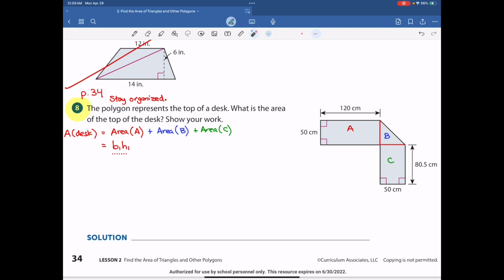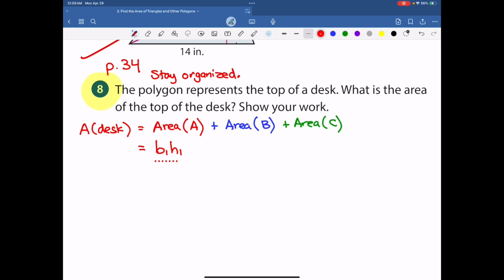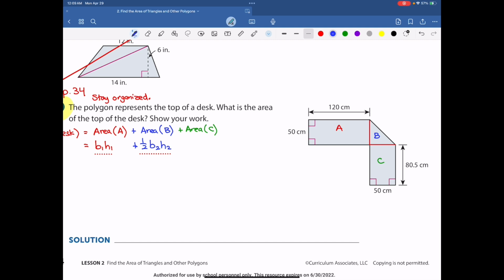But it's different from this base and height, so we're going to call it base 2 and height 2. So in blue, let's write down plus 1/2 base 2 times height 2. And finally, green, this rectangle, again, base times height, but it's different from this base and height, and it's different from that base and height.